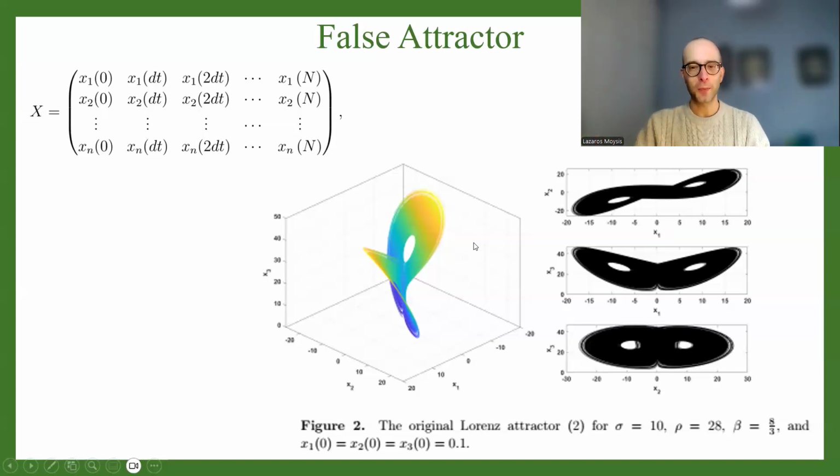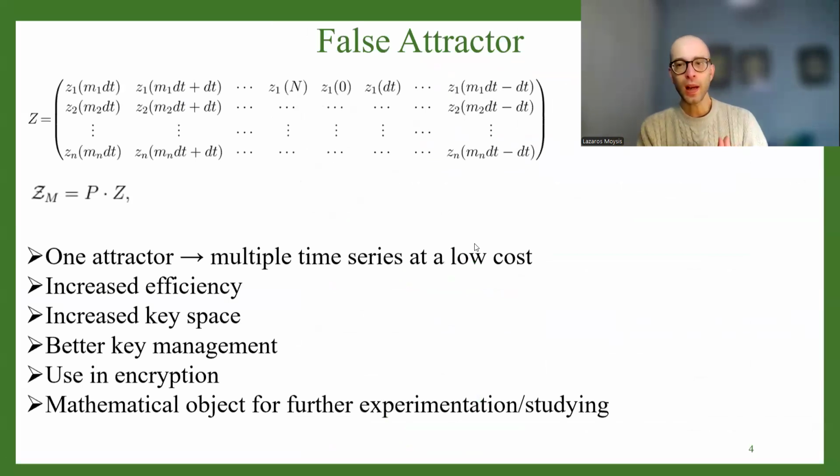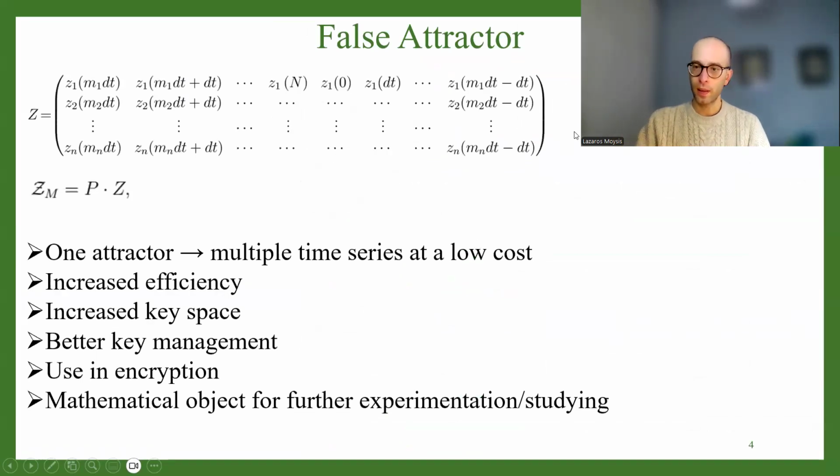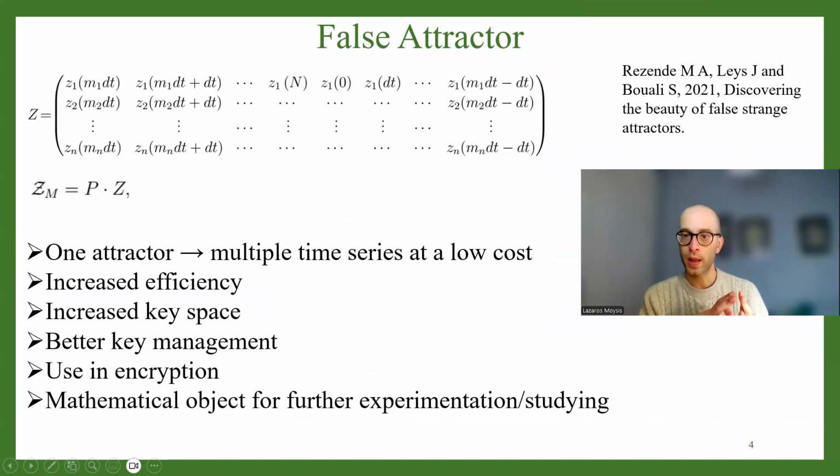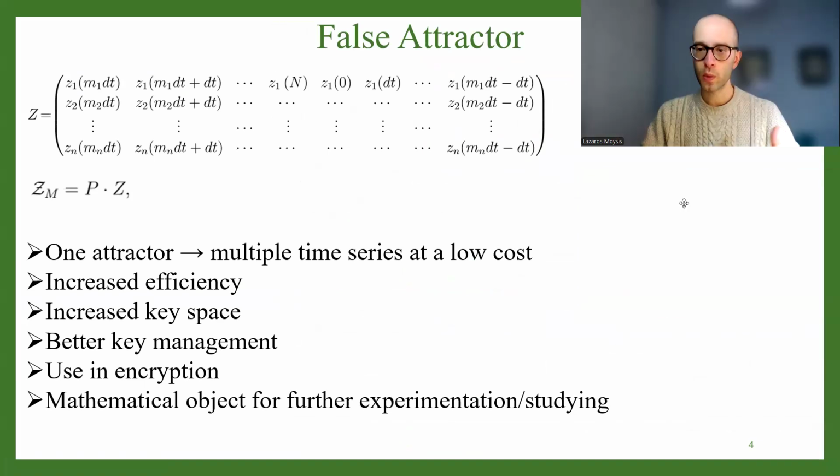So what's a false attractor? A false attractor comes from a very recent paper by Rezende and Boaretto, I hope I'm pronouncing this correctly, "Discovering the Beauty of False Strange Attractors" from 2021. We took this paper and made some changes in how the false attractors are computed. We made some changes for efficiency and also some generalization. So what is a false attractor?